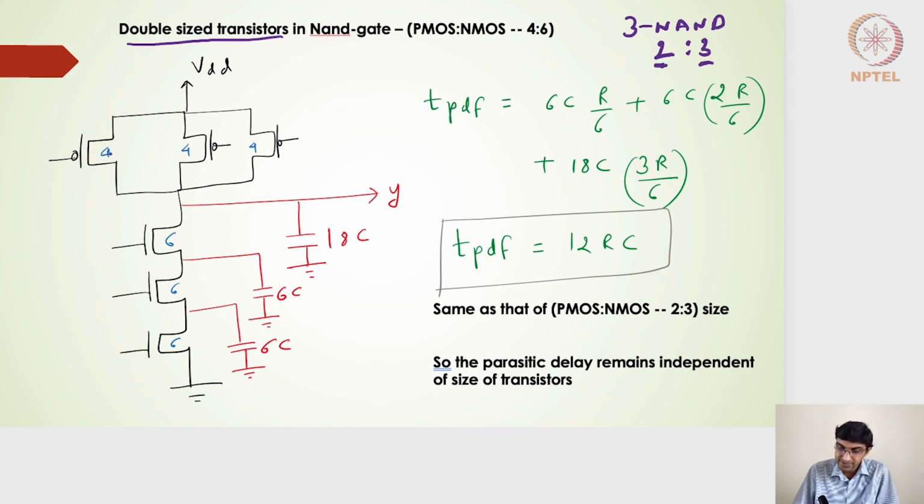So in that case, if I double this up, 2 multiplied by 2, and double it on the PMOS and NMOS side, I'll get a size of 4, 4 and 4 on the PMOS side and a size of 6, 6 and 6 on the NMOS side.